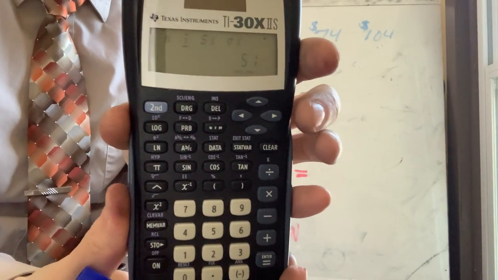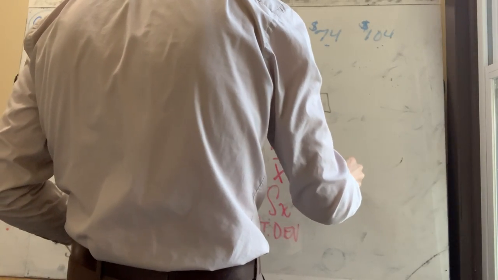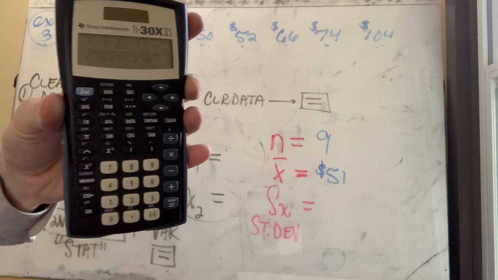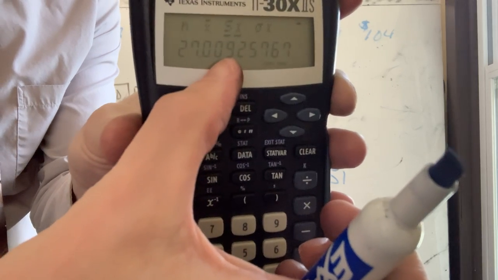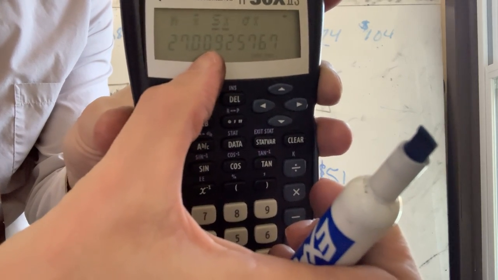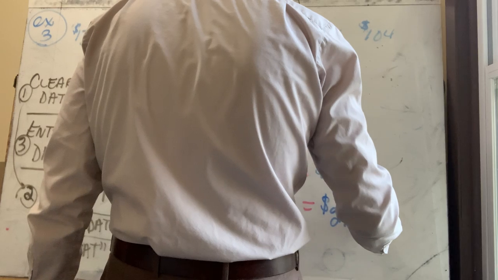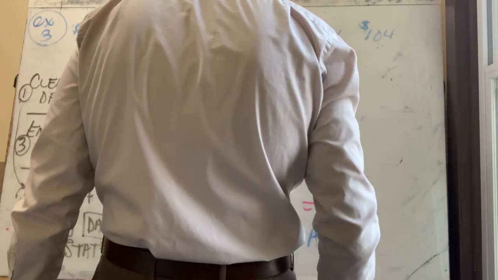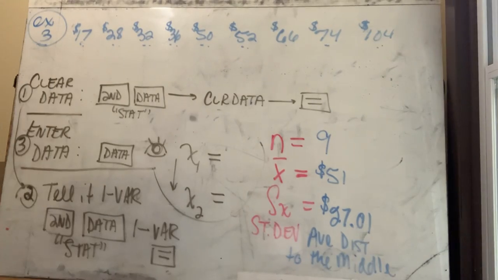All right. The mean is 21, apparently. Pardon me, 51 dollars. And the sample standard deviation is $27. If you round it to the hundredths place, the second zero, so pennies, would be 27.01. This is a standard deviation of $27.01. The average distance to the middle, if you will. So that's not too bad, right?